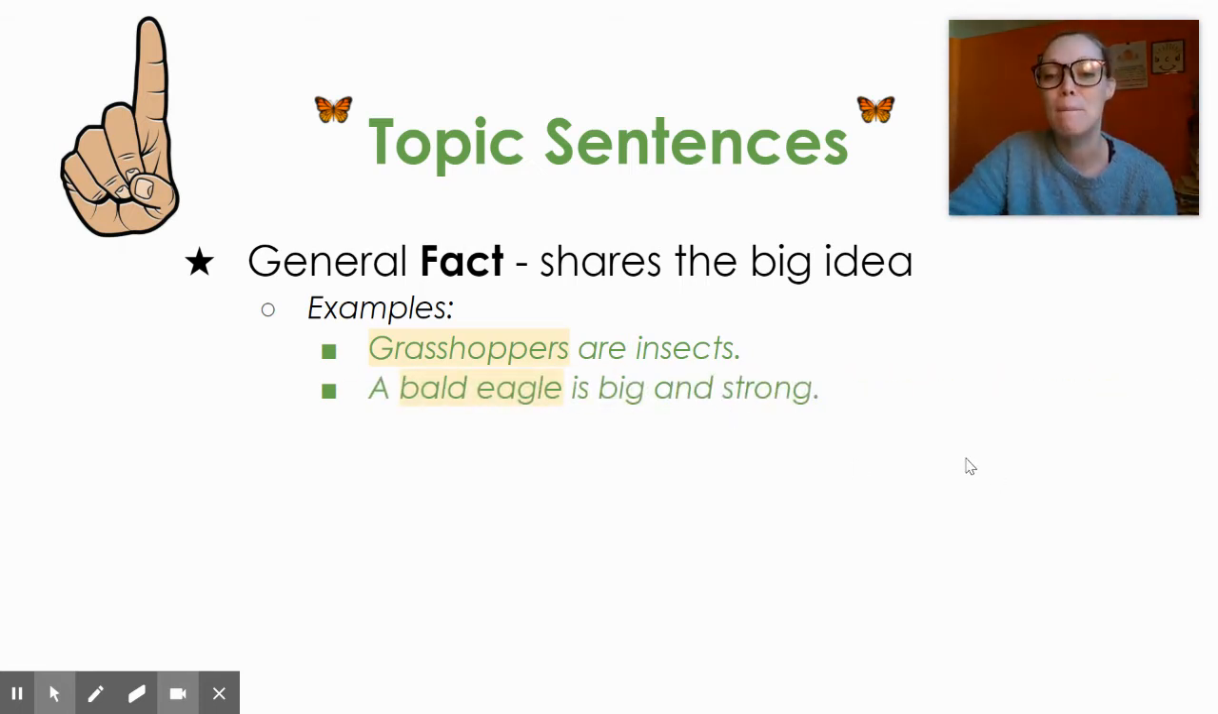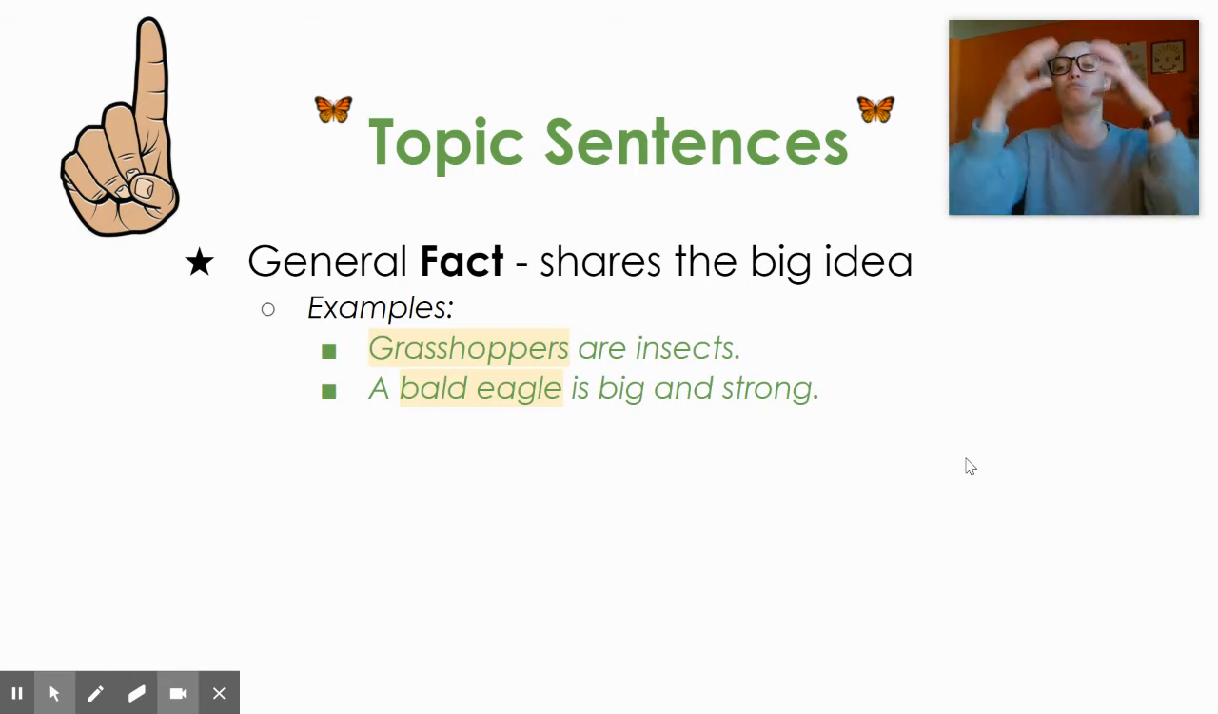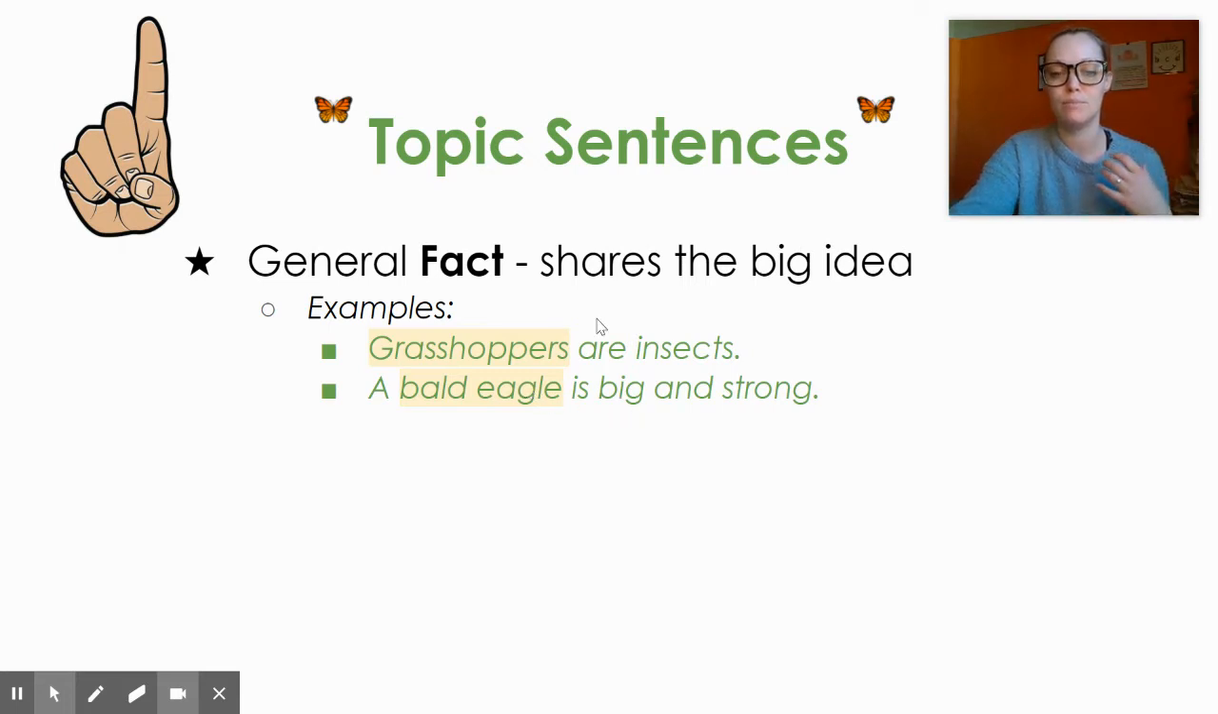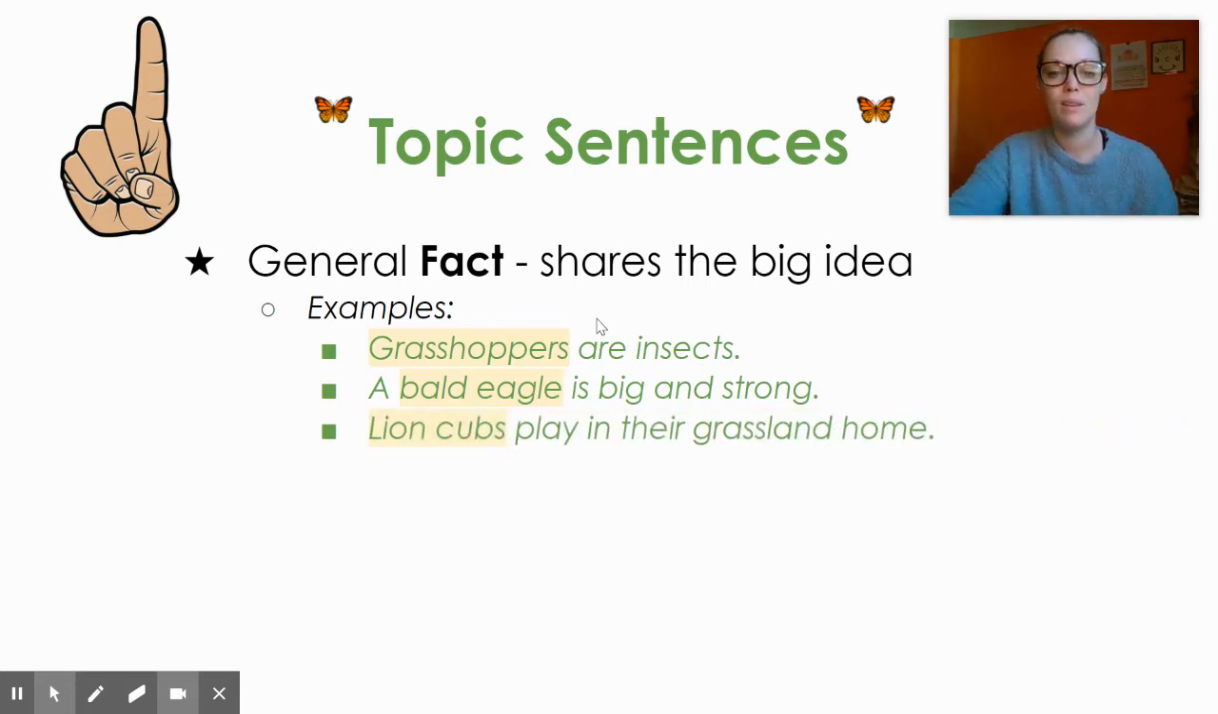Next one, a bald eagle is big and strong. We're going to talk about how this is a fact when we get to the text, but this is a general fact about bald eagles. A bald eagle is our topic, and we're saying they're big and strong. My topic in this one, lion cubs. Lion cubs play in their grassland home.